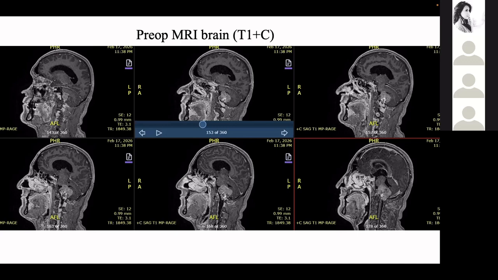So, if I would like to ask you about your differential in descending order, what would be the first differential, ependymoma or the choroid plexus papilloma? Choroid plexus papilloma will be the first differential. Okay, thank you.